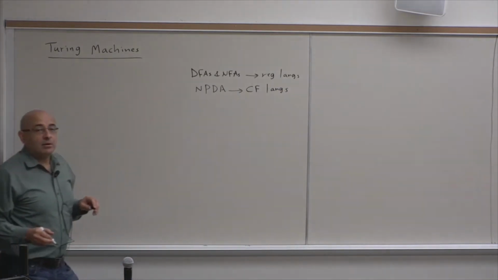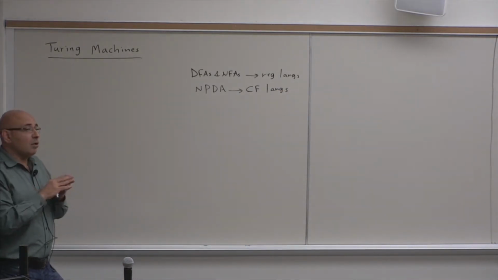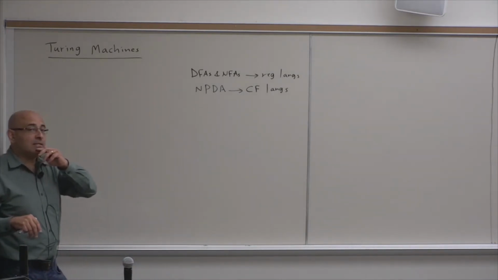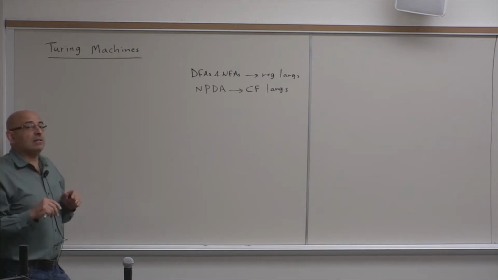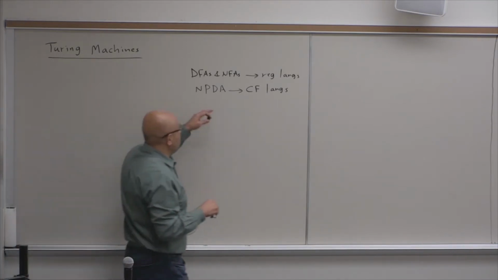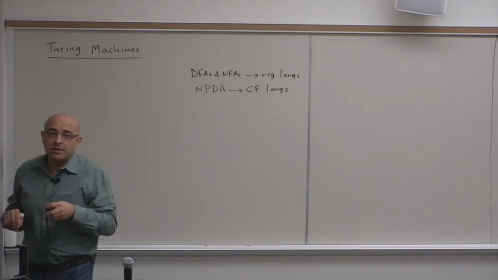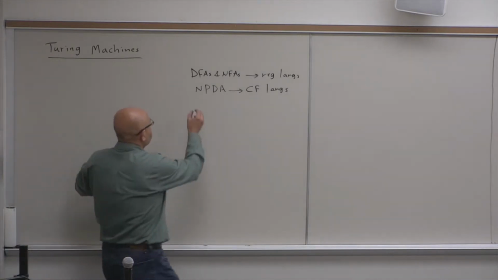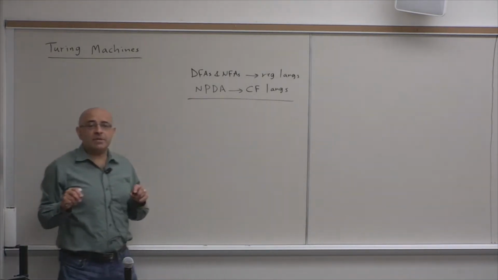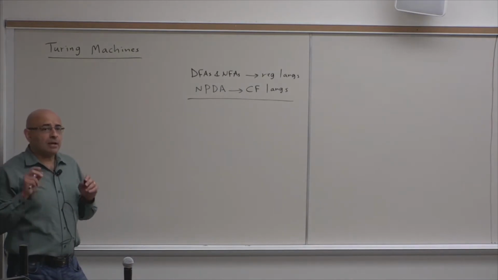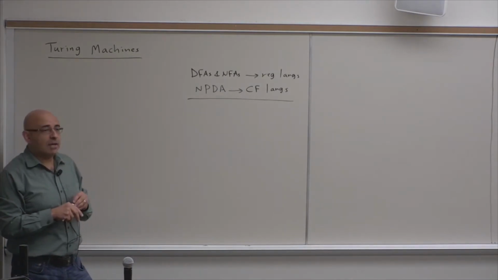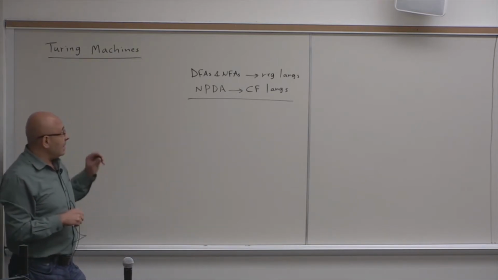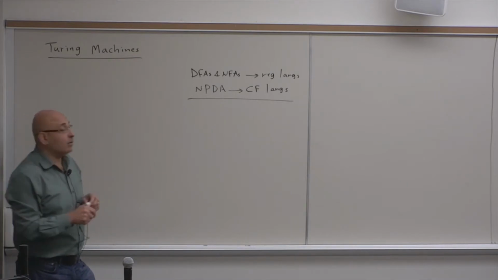Now, today we will introduce an even more powerful machine that recognizes a larger set of languages. In fact, as we will see later, the Turing machine can do anything that a general purpose computer can do. So a Turing machine can be a theoretical model for a general purpose computer. Or, in fact, it's used as a formal definition of an algorithm.